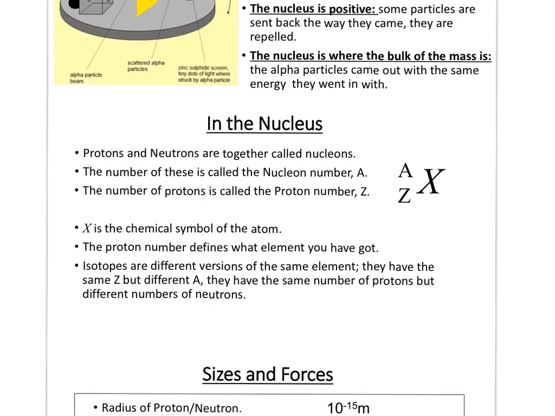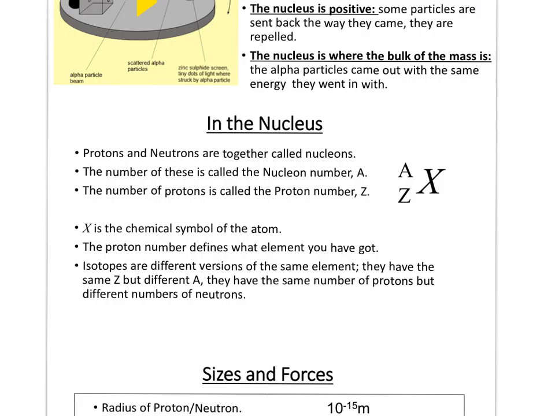Inside the nucleus there are protons with a positive charge and neutrons with no charge. Together these are called nucleons. The number of these nucleons is the nucleon number A, and the number of protons is called the proton number Z. X is the chemical symbol of the atom. The proton number defines which element you have.